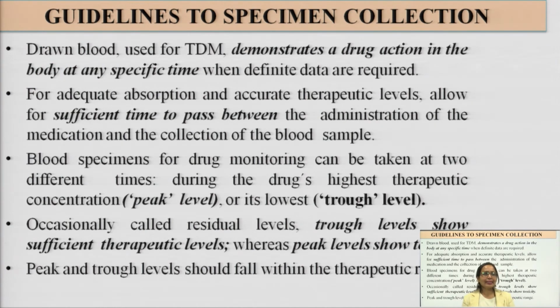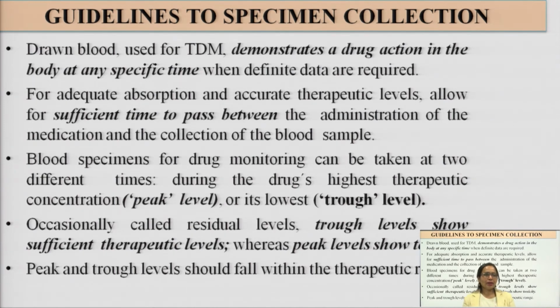So, what are the guidelines for specimen collection? First, blood drawn for TDM demonstrates drug action in the body at a specific time when definite data are required. For adequate absorption and an accurate therapeutic level, allow sufficient time to pass between administration of the medication and collection of the blood sample, because we need the drug to be totally absorbed and distributed. It comes under the principle.